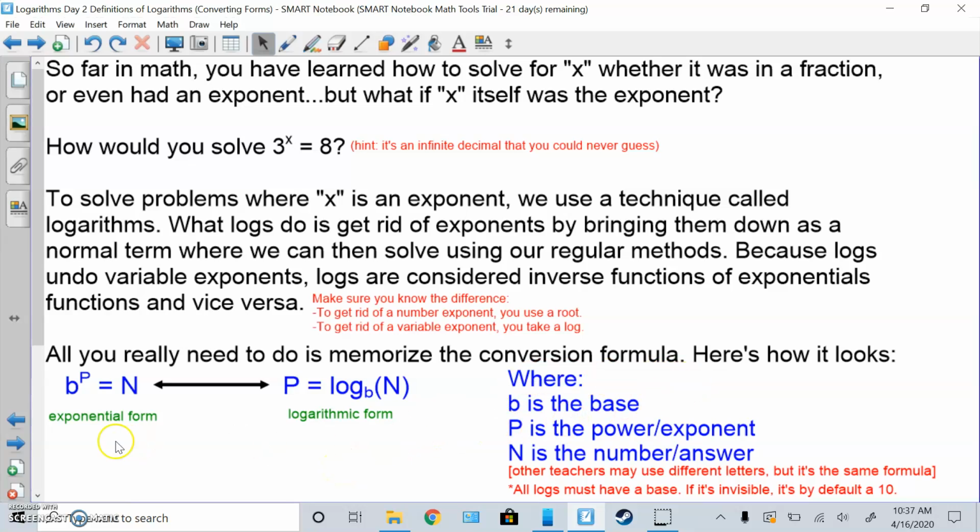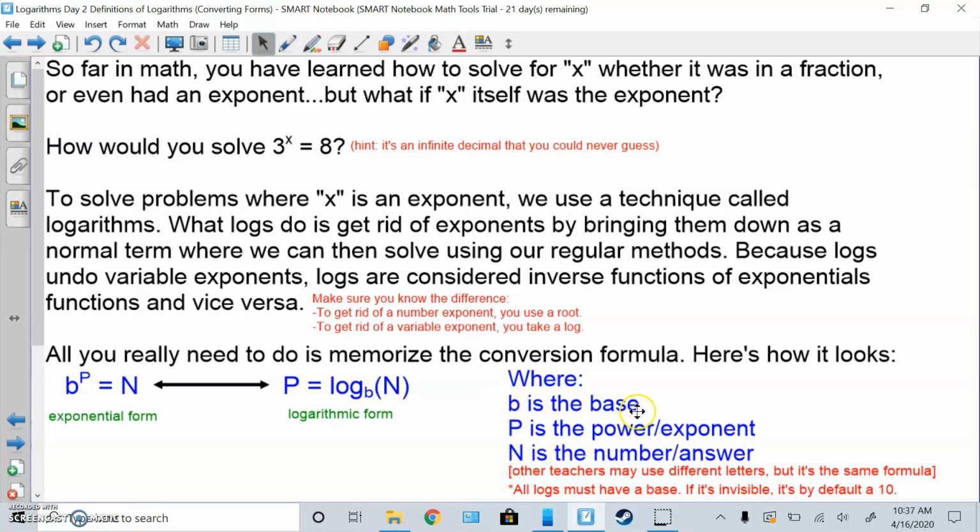Here's how it looks. B to the p power equals n, which is exponential form because there's an exponent p, can turn into p equals log base b of n. And it's called logarithmic form because the word log is there. So it goes back and forth.